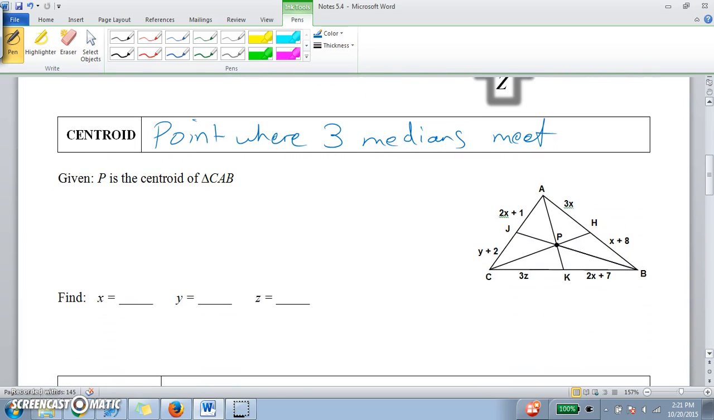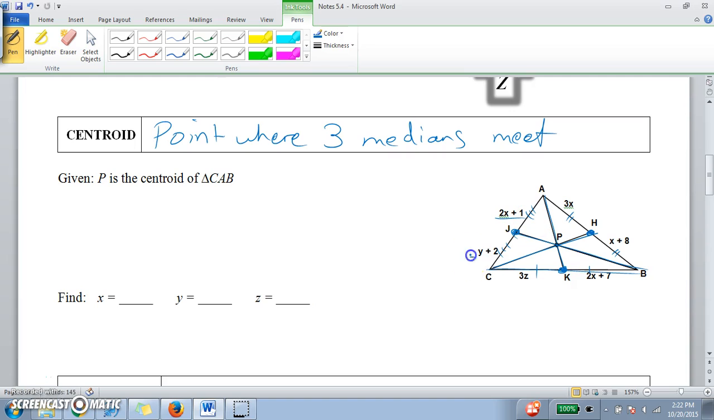Alright, so it says P is the centroid of triangle CAB, which means all three of these segments are medians, which means these three points, H, J, and K, all have to be midpoints. So if these are midpoints, then this piece has to be congruent to this piece, because this is the midpoint of this segment, CB right here. Same thing over here. These two are congruent, and these two are congruent. So we have to solve for X, Y, and Z.